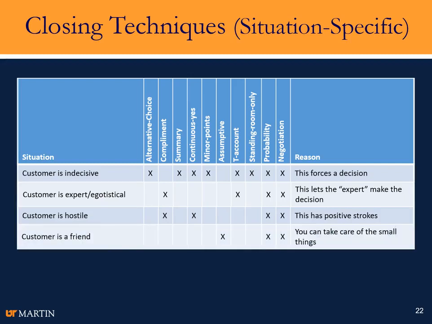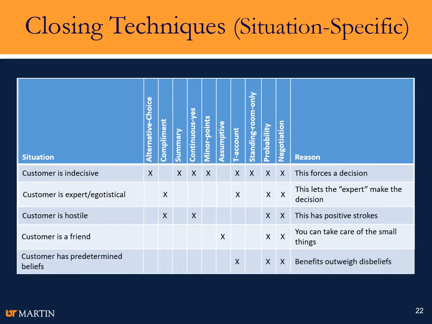When a customer is a friend, you can take care of some small things for them. Negotiation and probability are great. Obviously, you want to be able to give discounts to your friend if you have those available, but you need to make sure you're working within the company's guidelines. You can assume they're going to make a purchase, but you don't want to undercut that friendship by using standing room only or T account, maybe a T account, but assumptive is usually the best route to go, or a negotiation.